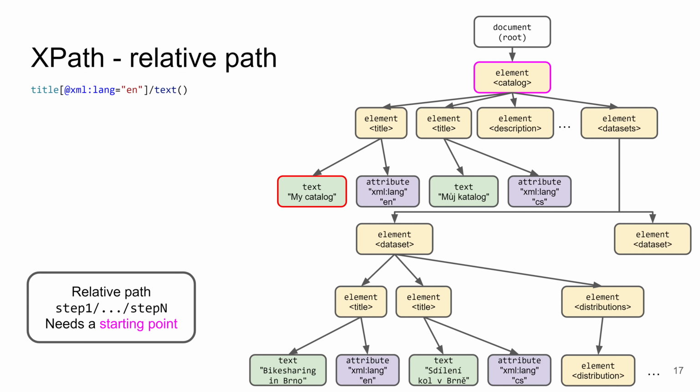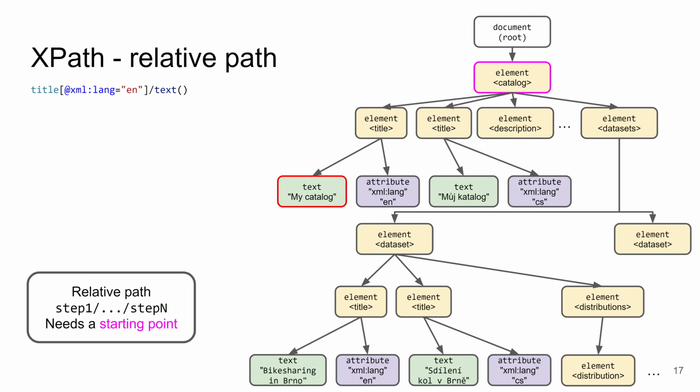Now, I promised when I talked about absolute paths that we will also talk about relative paths. So here we actually will have a relative path, and whenever you are querying using a relative path, you need to know where to start from. When we have absolute paths, we always start from the root of the tree, but when we have relative paths, we need to also have a starting set of nodes from which the path will be evaluated.